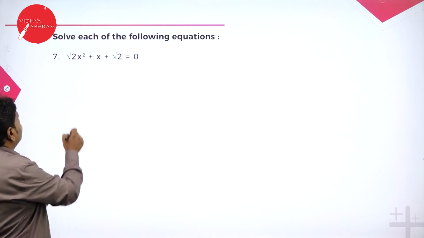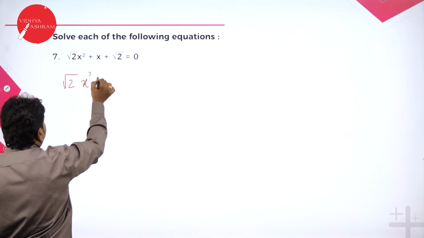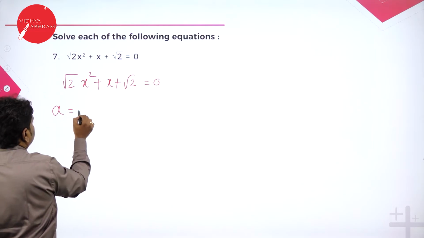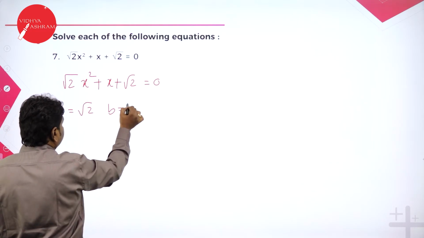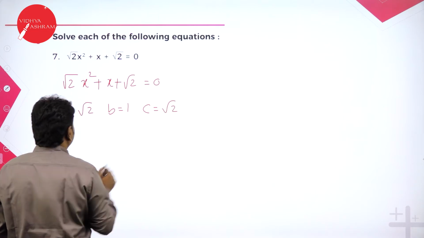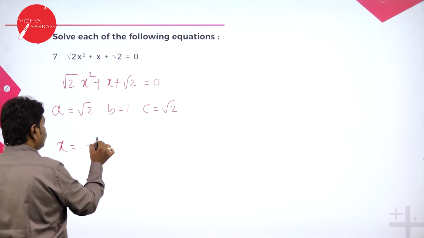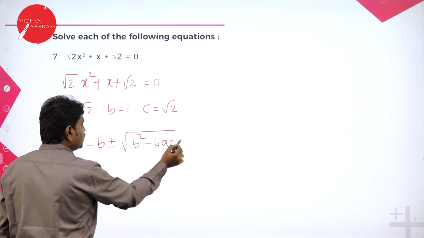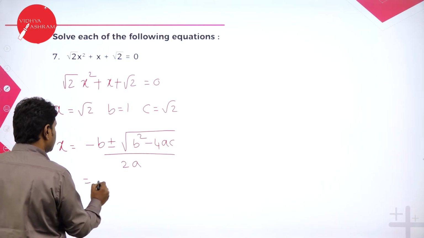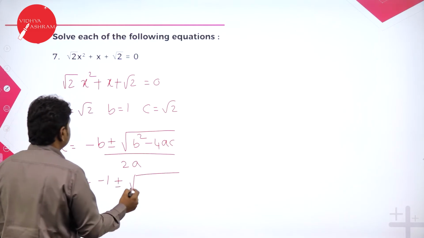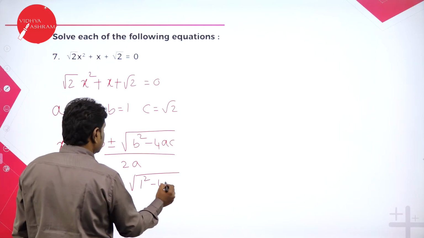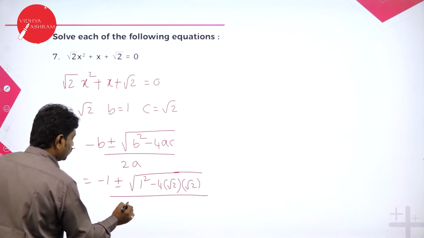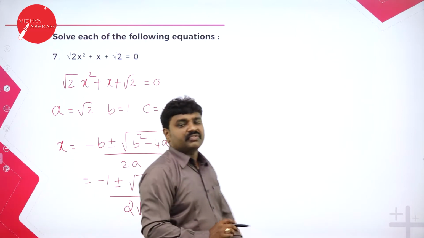Next, root 2 x square plus x plus root 2 is 0, they give. Now it is in the form a is root 2, b is the coefficient of x, which is 1, c is root 2. So now find x value. What is x value? Minus b plus or minus root of b square minus 4ac by 2a. Substitute it. So minus b means minus 1 plus or minus root of b square, what is b square? 1 square, minus 4ac. What is a? Root 2. What is c? Again c is also root 2, divided by 2a, 2 root 2.